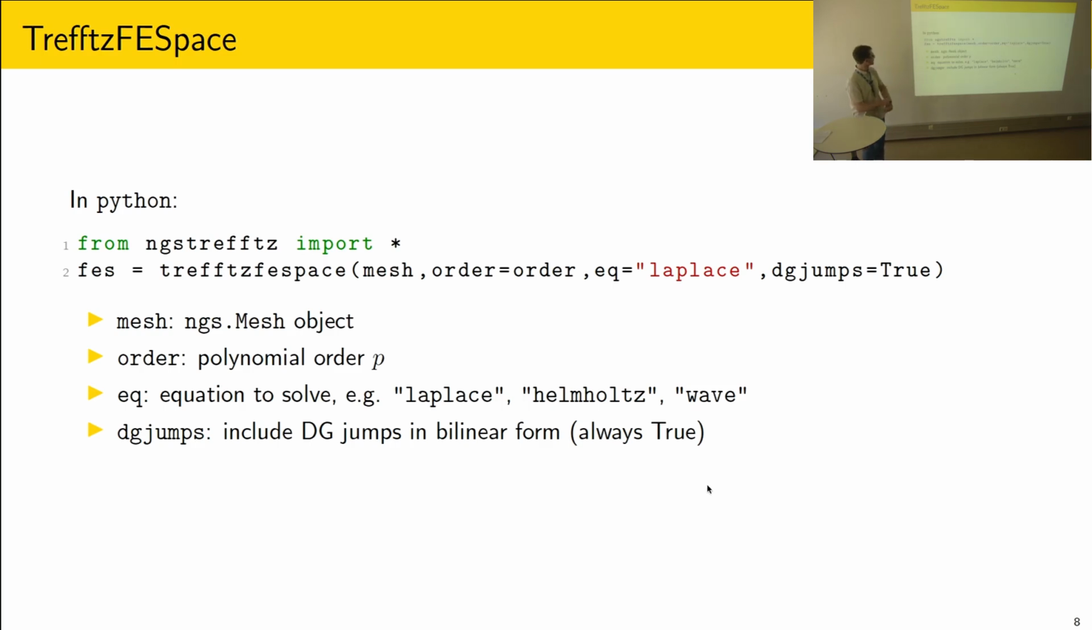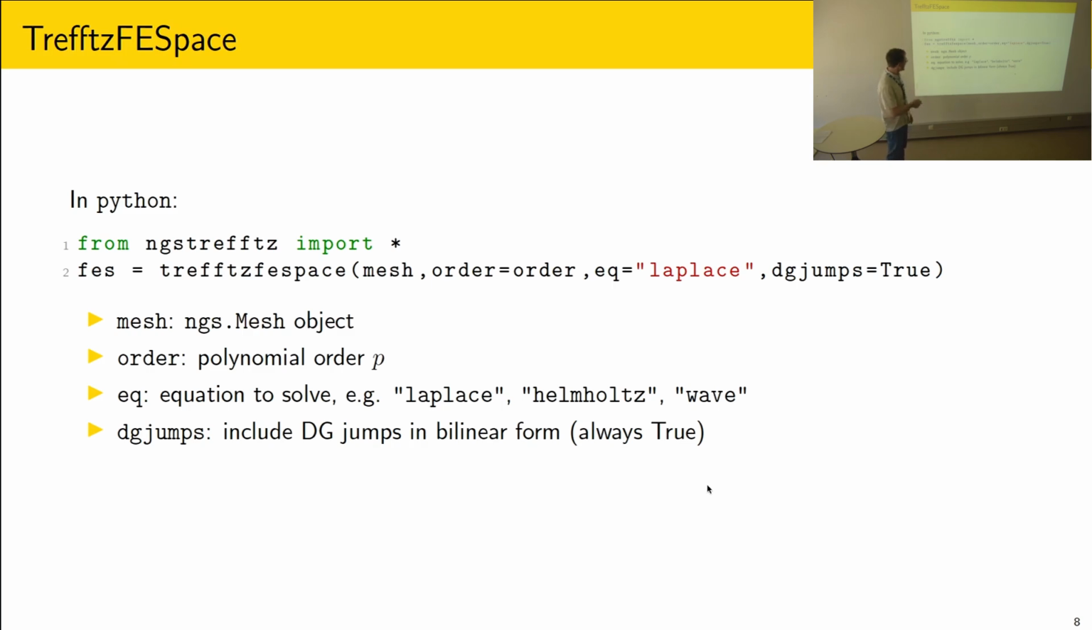Okay, so in Python, we can simply run, once you have run pip install NGSTrefftz, from NGSTrefftz import star, and then we have available these Trefftz finite element spaces. They behave like the L2 spaces that you already know, so meaning they are DG spaces. We will give them the flag DG jumps true, and then we can use them in our bilinear forms as we are used to. The additional flag that you have to tell them is which equation, or with respect to which equation they are supposed to be Trefftz for.